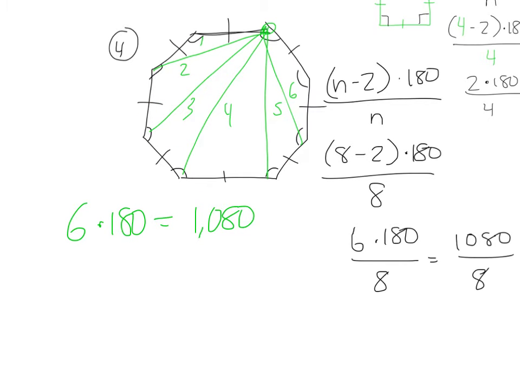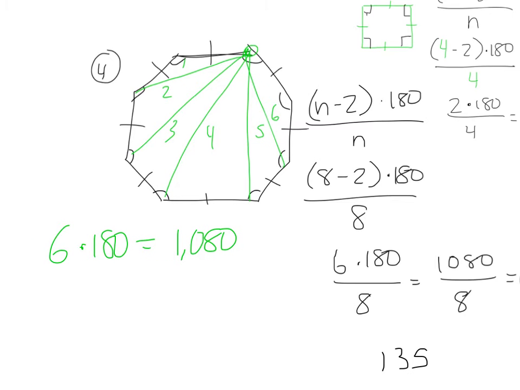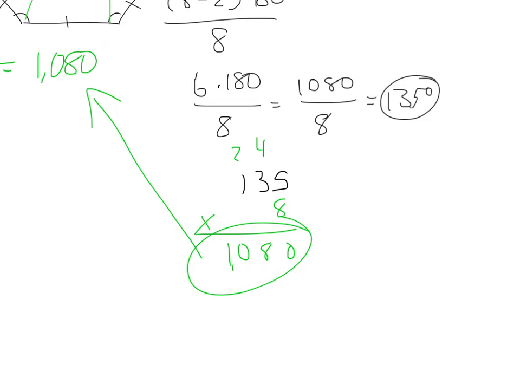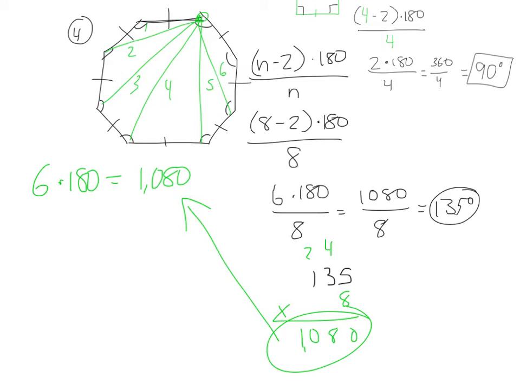Okay, so if we took 135 degrees and multiplied that by the, well, let's see, 1, 2, 3, 4, 5, 6, 7, 8 angles that we have in that octagon, well, that would get us 1080. Look at that. Okay, so triangle method, formula method, either way works just as fine.